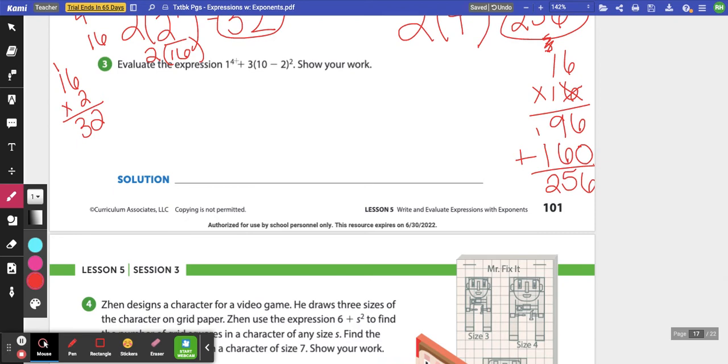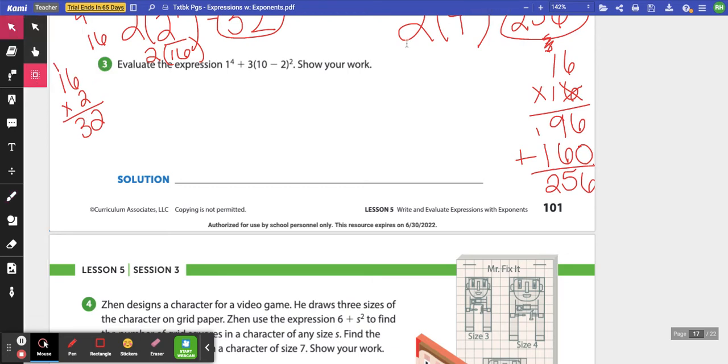Evaluate the expression 1 to the power of 4 plus 3 parentheses 10 minus 2 all squared. So let's go back to our GEMDAS. Do we have any grouping? Yes, we do. Get rid of some of this so we have some room.